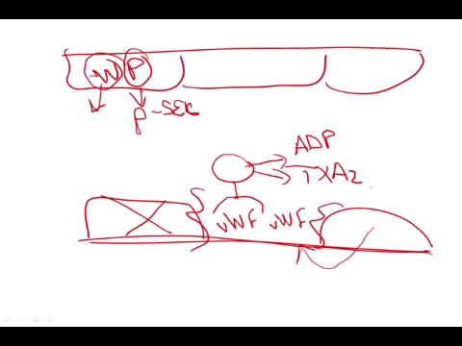Now the important things about ADP and thromboxane A2: ADP induces the platelets to express another receptor, and the other receptor is going to be something called GP2B3A. Now, GP2B3A receptor is essential for platelet aggregation. Aggregation is when all the platelets join together at this particular spot.